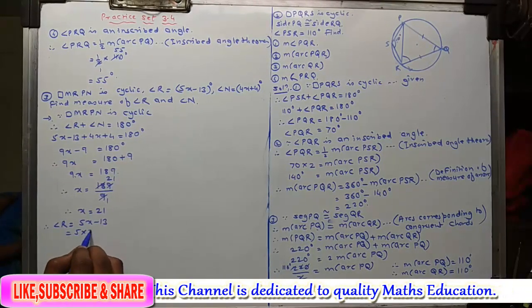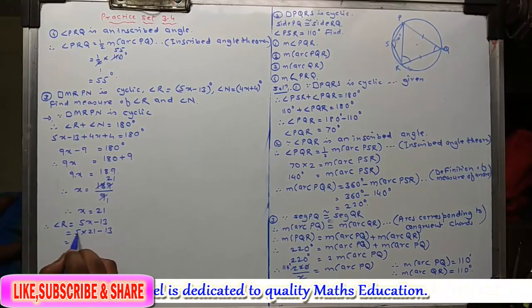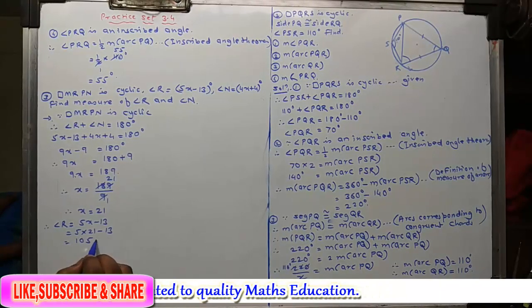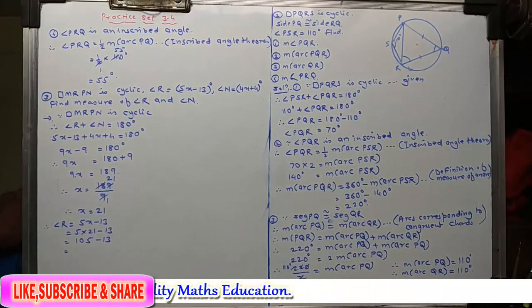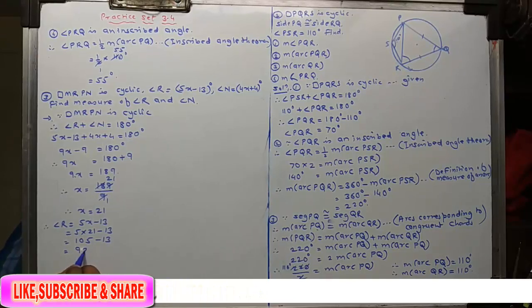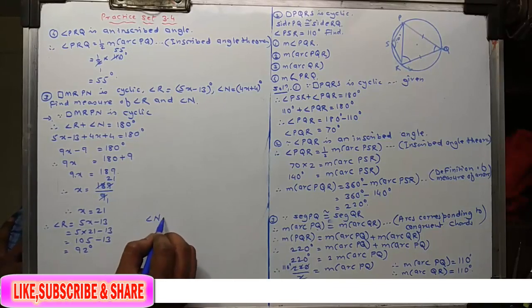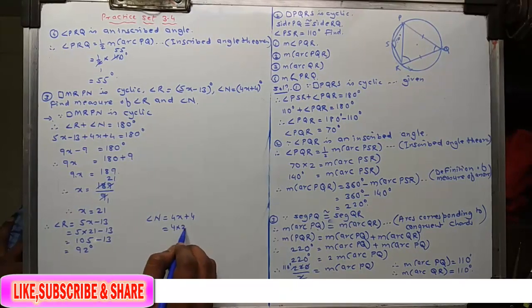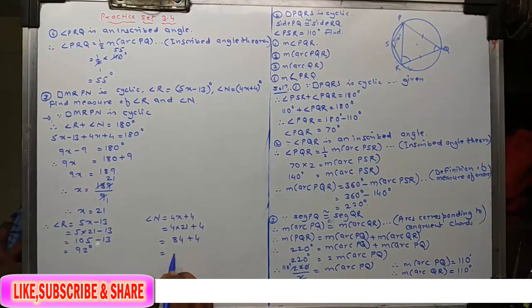Okay, and therefore the measure of angle R is 5x minus 13, equal to 5 into 21 minus 13, which is 105 minus 13, it will be 92 degrees. We just subtract it. And the measure of angle N is 4x plus 4, equal to 4 into 21 plus 4, which is 84 plus 4, equal to 88 degrees. Okay, so in this way we have to solve these three examples. Any doubt in this? No?